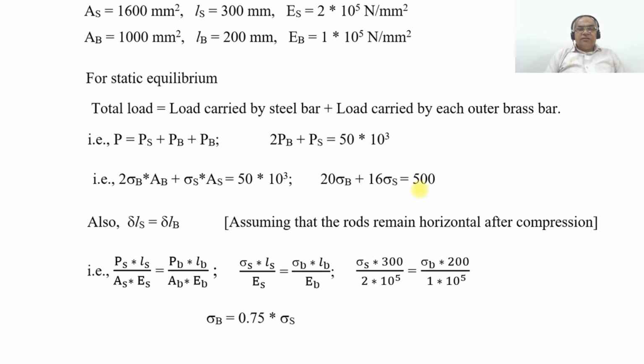On simplification, sigma B will be equal to 0.75 into sigma S. Now you substitute this in the equation 20 sigma B plus 16 sigma S is equal to 500.